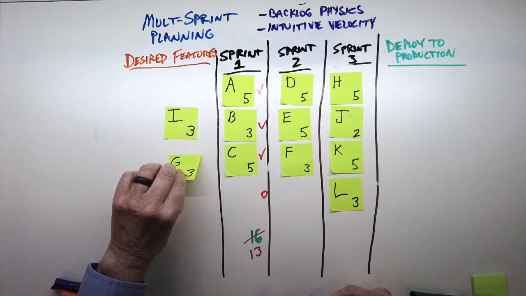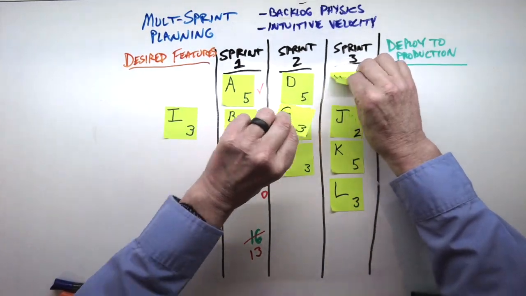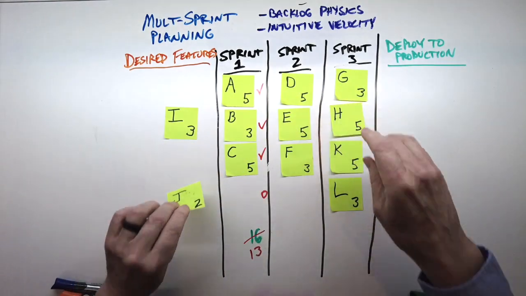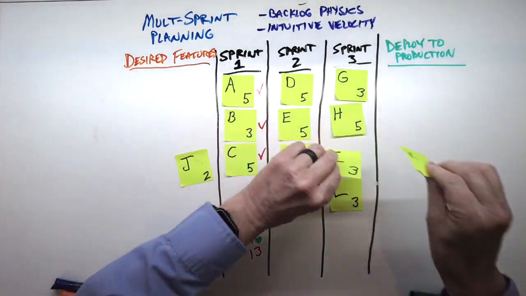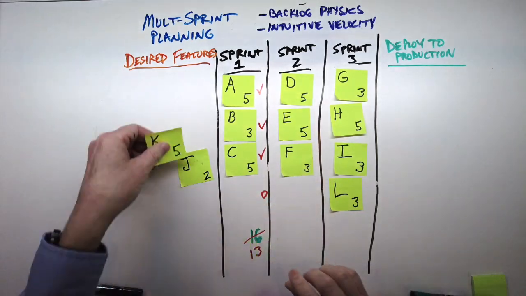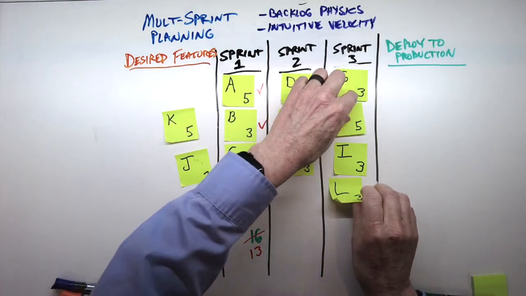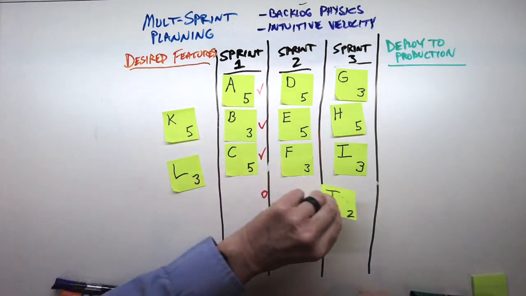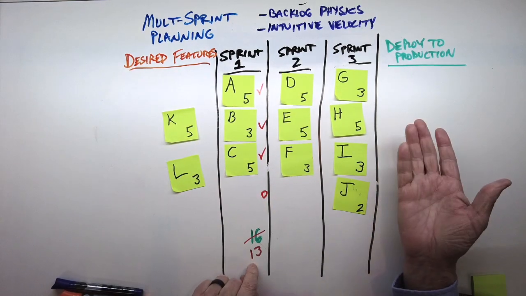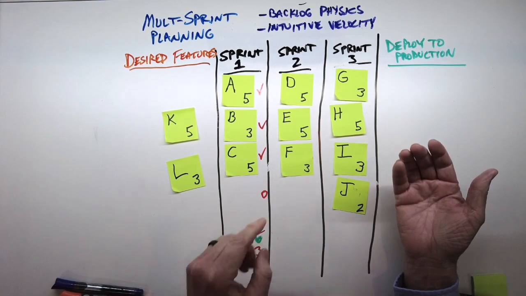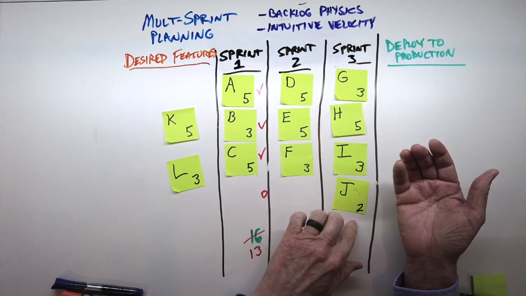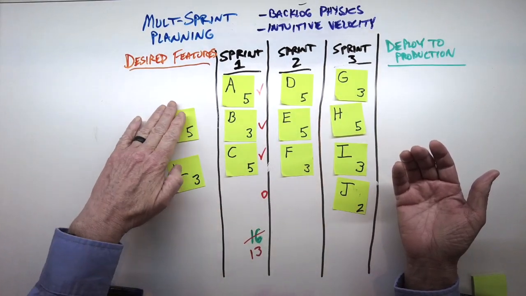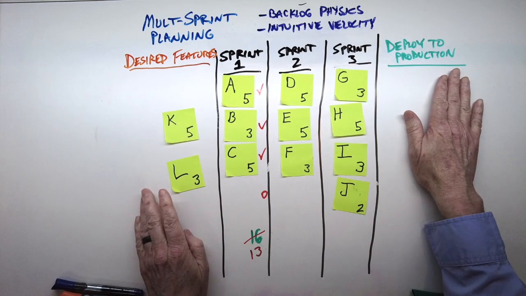E, F, G, let's take it in priority order, right? G, H, I. Okay, that's 8, 11. We've got 2 more. So, okay, 2. We can put J back over here. And we want to rely on data as much as we can. So we're using 13 as our planning for the next 2 sprints. Using 13 as our planning, we believe that K and L will not make it into deployment.